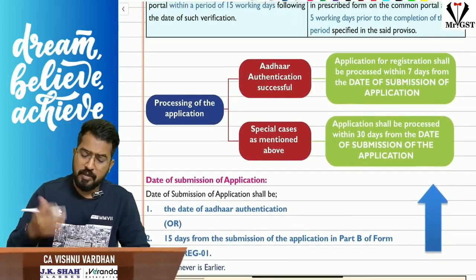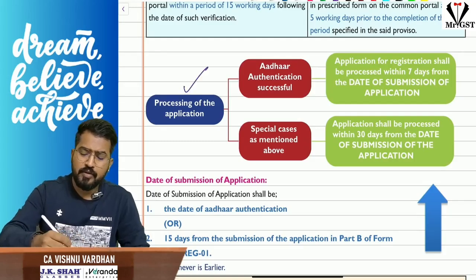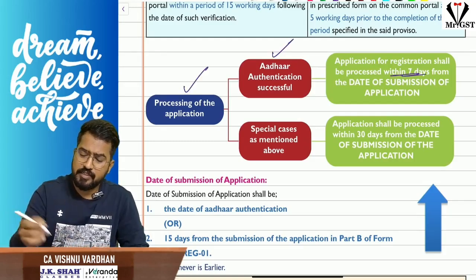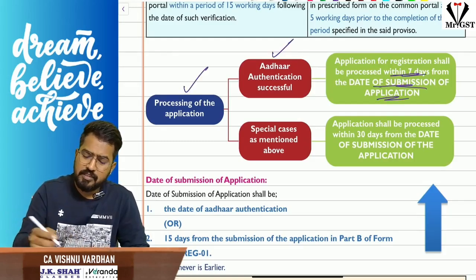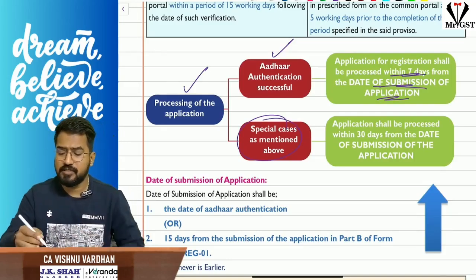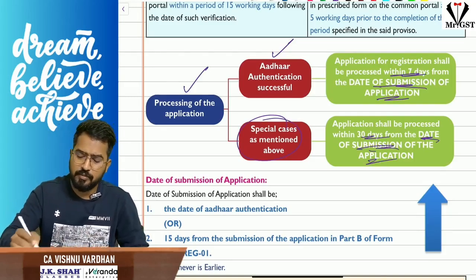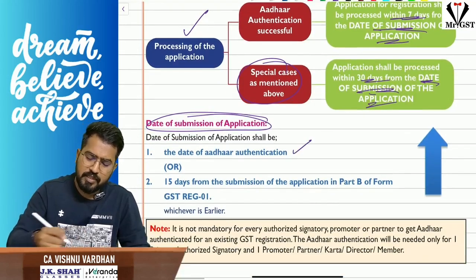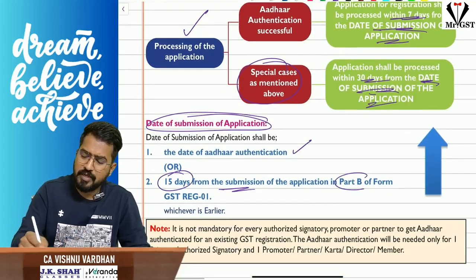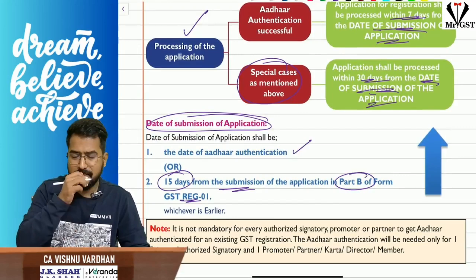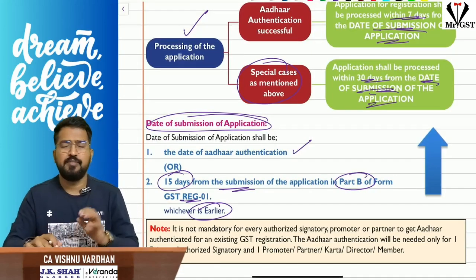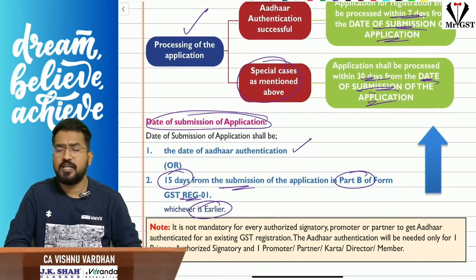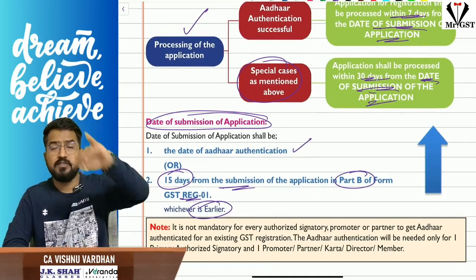So if the application, as I told you, Aadhaar authentication is successful, now within 7 working days from the date of submission of application. As special cases mentioned above, the 4 cases I told you, 30 days from the date of submission of application. What do you mean by date of submission of application, sir? That means date of Aadhaar authentication or 15 days from the date of submission of part B of GST REG 01, whichever is earlier. That means they will wait for 15 days for you to do Aadhaar authentication. Not done. From that they will start calculating 30 days.